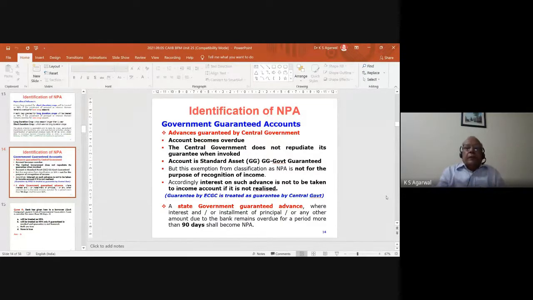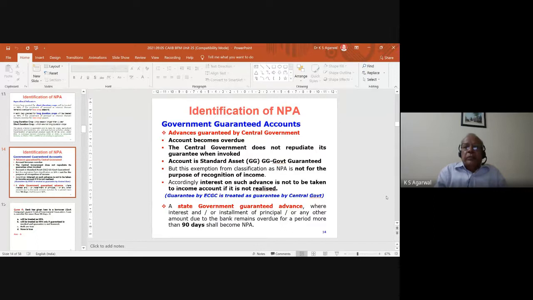So in case of advances, if I have made some advance to a government company or some borrower, and this advance has been guaranteed by central government, so this account will remain standard. It is known as standard asset GG, government guaranteed. The only condition is that when the guarantee is invoked, the central government does not deny its liability under the guarantee. But this exemption is for asset classification purpose and not for the purpose of income recognition. It means for purposes of income recognition, it is as bad as an NPA.